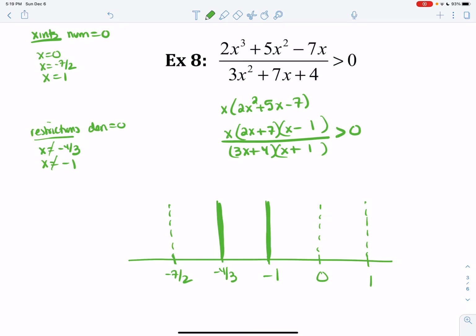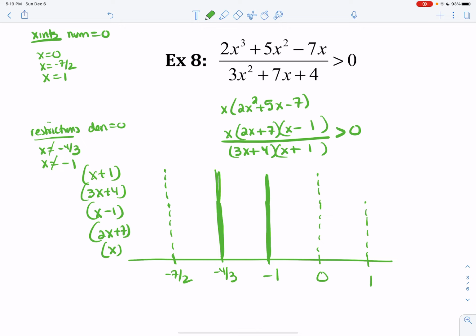And then we're going to list all of those factors on the far left side. So we have a factor of x here. We have a factor of 2x plus 7. We have a factor of x minus 1. We have a factor of 3x plus 4. And we have a factor of x plus 1. We're going to figure out where those various factors are positive and negative.